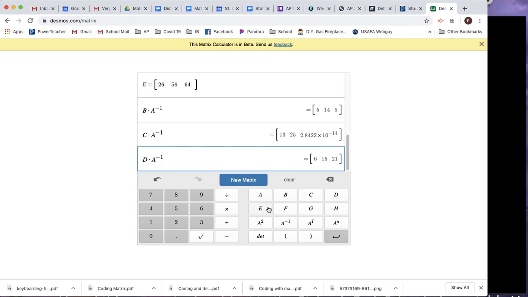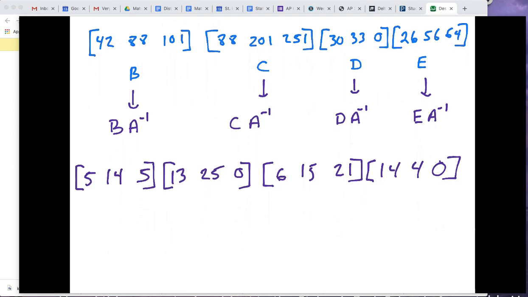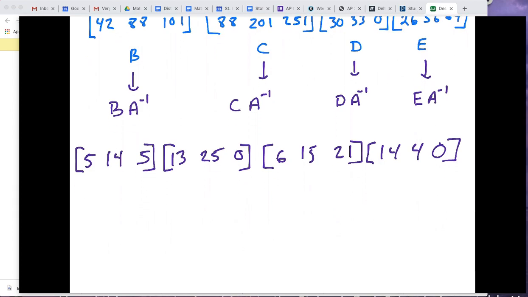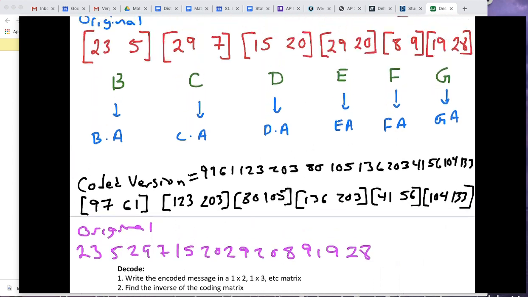And then the last one, E times A inverse. Oops, I gotta clear that out. I forgot to hit enter, so let me hit enter on that one. And I'm going to do E times A inverse, and I end up with 14, 4, 0. Now, so here's my answers. Here's my coded matrix that I'm now looking at.